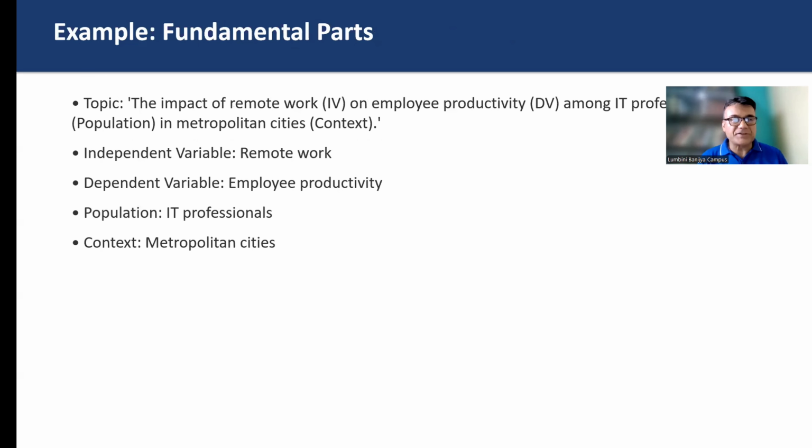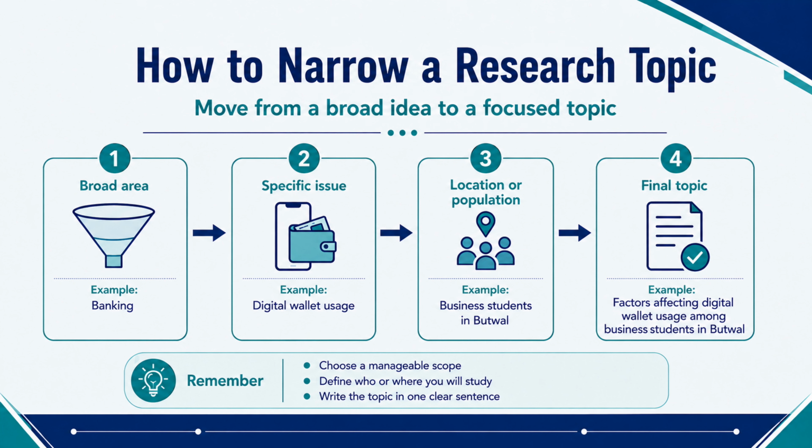Say, for example, there is a research topic: the impact of remote work, an independent variable, on employee productivity, a dependent variable, among IT professionals, that's the population, in metropolitan cities, that's the context. So in this topic, we have an independent variable, remote work, and a dependent variable, employee productivity. Our population is IT professionals and the context is the metropolitan cities. An absolutely clear and concise topic for you. This is a fundamental research topic to make you aware about the topic.